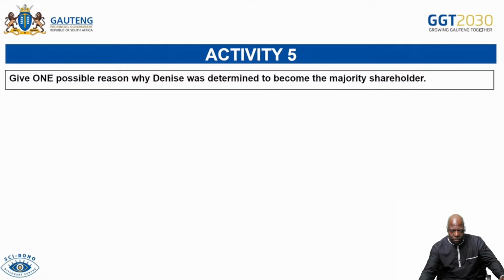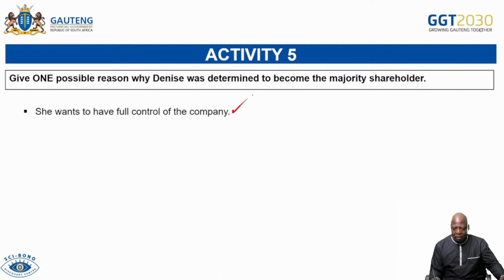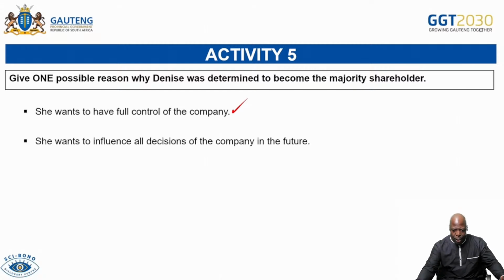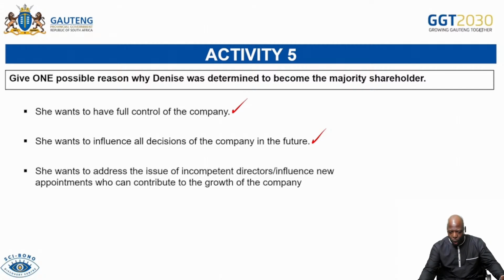The next one. Give one possible reason why Denise was determined to become the majority shareholder. Why did she want to become the majority shareholder? Number one, she wants to have full control of the company, because she'll be having 51%. Number two, she wants to influence all decisions of the company in the future. That is another reason why she would want to become the majority shareholder.